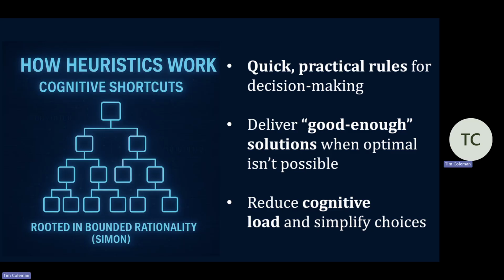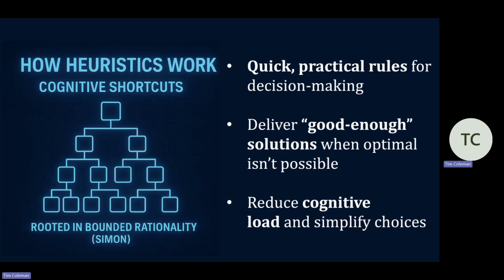In theory, if we had unlimited time and information, we could calculate the optimal choice in every scenario. But in practice, whether it's a medic in a triage, a pilot in an emergency, or an AI system making a split-second classification, we rarely have the luxury of perfect information or infinite time. Heuristics are the bridge between what's ideal and what's possible.